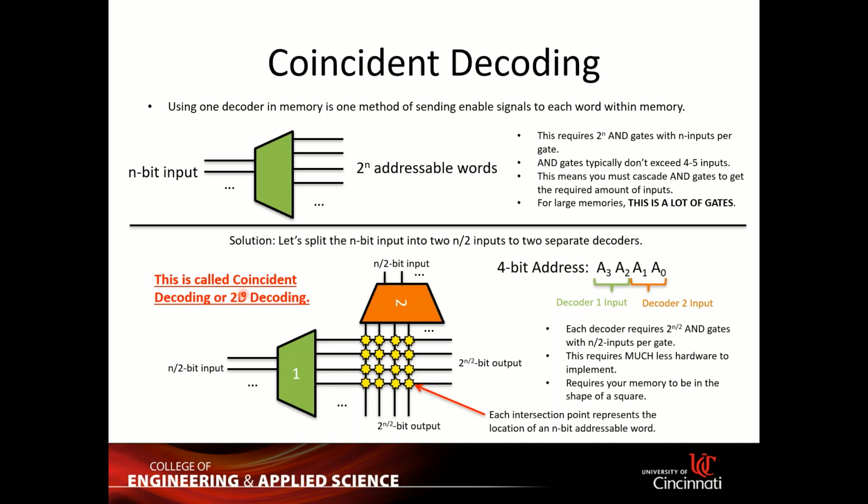This method is called coincident coding. Another word for it is 2D coding. If you want, there's a figure, figure 7.7, in your textbook. Please go into it and see how they build a 64-bit address system.